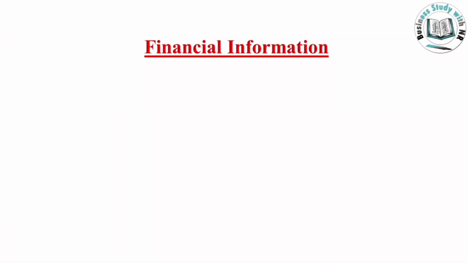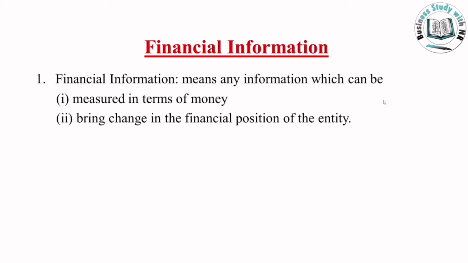As we know, accounting is all about financial information. Now let's see what financial information is. Financial information means any information which can be measured in terms of money and brings change in the financial position of the entity or a business. What is meant by measured in terms of money? For example, if you hire a staff, that is not a financial transaction. But when you pay the staff in the form of salary, that will be a financial transaction. And that financial transaction must bring change in the financial position of the business or an entity.